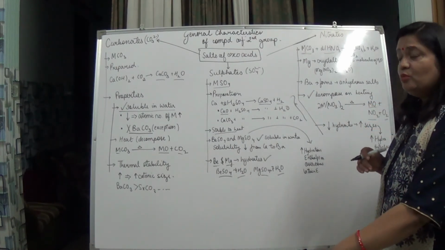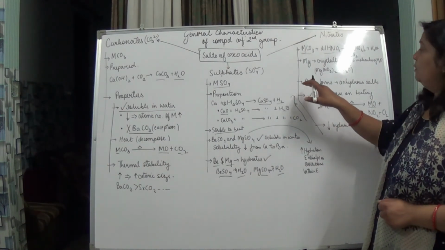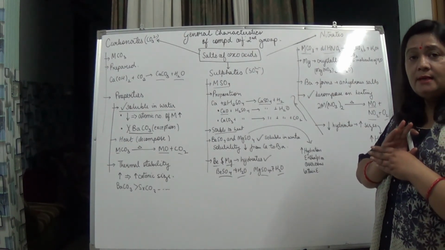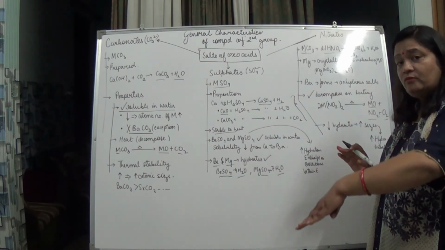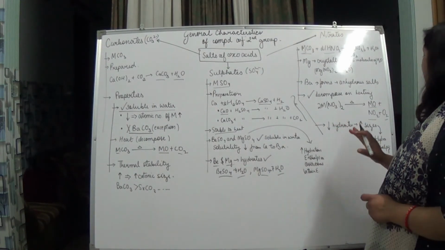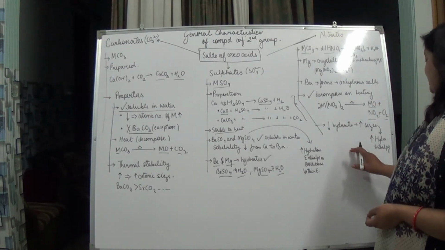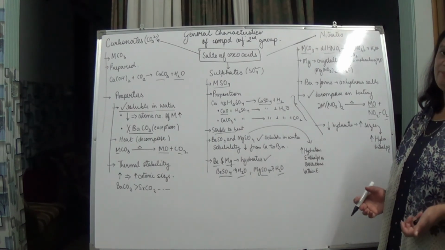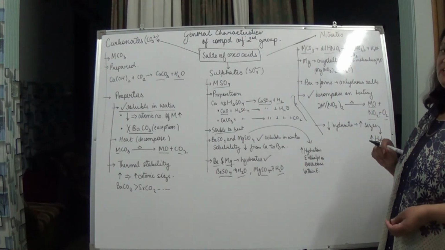Now these nitrates form hydrates, but the formation of hydrates goes on decreasing as we move down the group, because barium nitrate is totally anhydrous in nature. They don't form hydrates. So when we move down the group, the hydrate nature goes on decreasing. Why does it go on decreasing? Because the size is increasing, isn't it? And if the size is increasing, the hydration enthalpy is decreasing, and thus the formation of hydrates goes on decreasing.